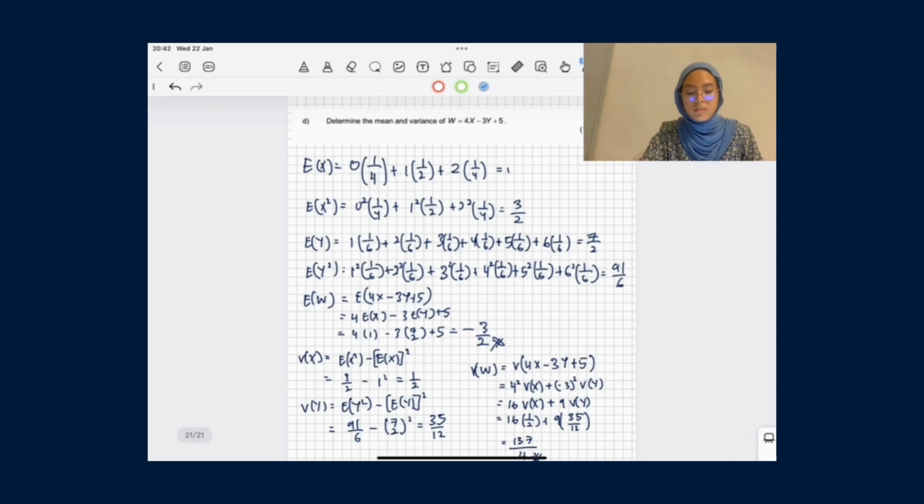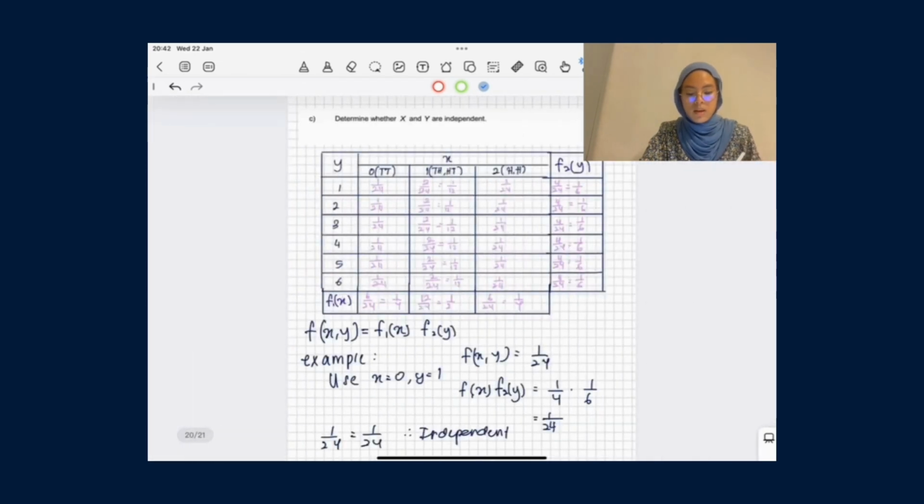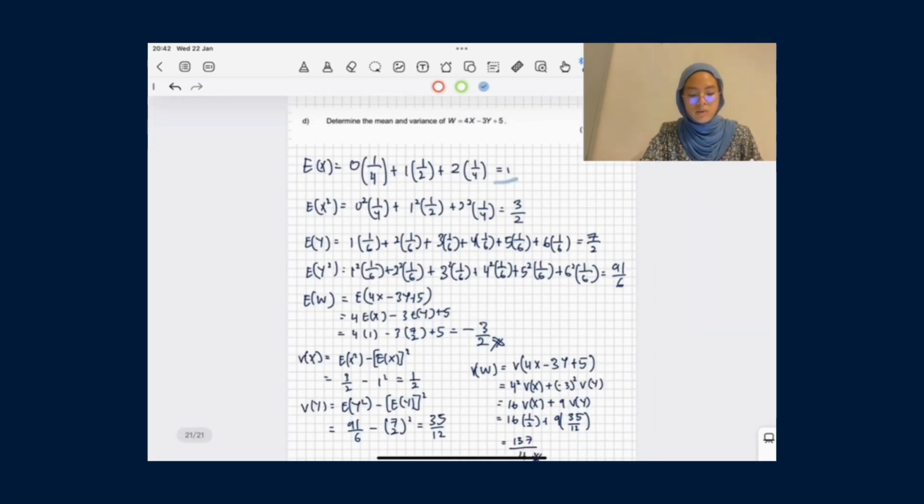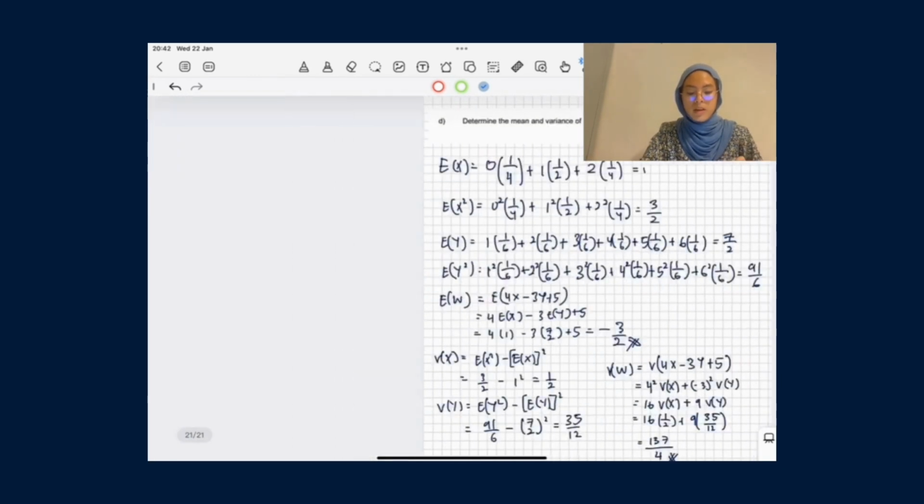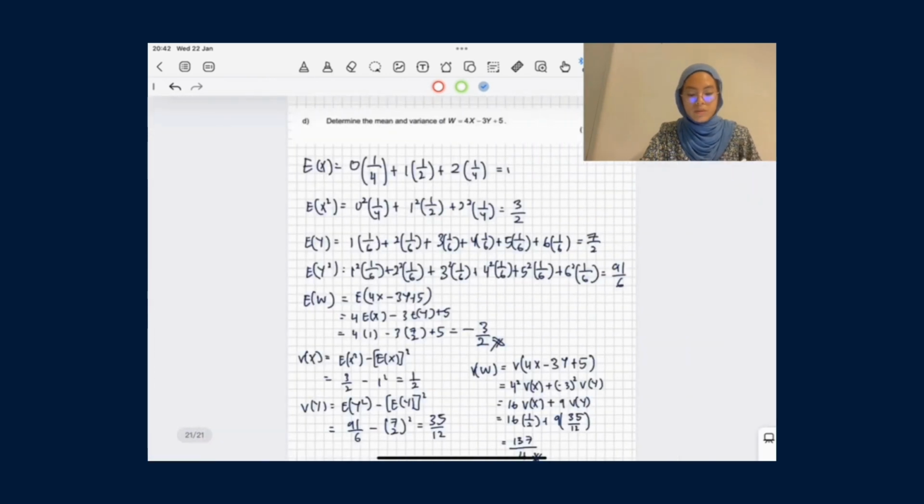Question D. Determine the mean and variance of W equals 4X minus 3Y plus 5. To get the mean of X, you multiply the values of X with the marginal. So 0 times 1 over 4 plus 1 times 1 over 2 plus 2 times 1 over 4. So you get 1 for the mean of X. For E of X squared, it's the same step, but you square the values of X. So 0 squared times 1 over 4 plus 1 squared times 1 over 2 plus 2 squared times 1 over 4. So you get 3 over 2.